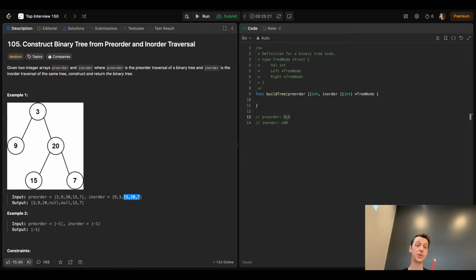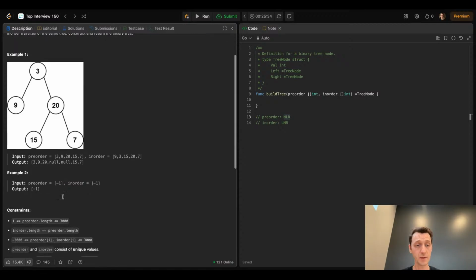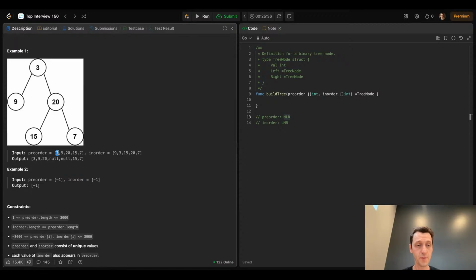We know that a child does have a parent. Although with preorder, the parent might not have the left child. It might not even have a right child. It might be just a node. So if there's only 3, that's all you're gonna get, and that's the node.